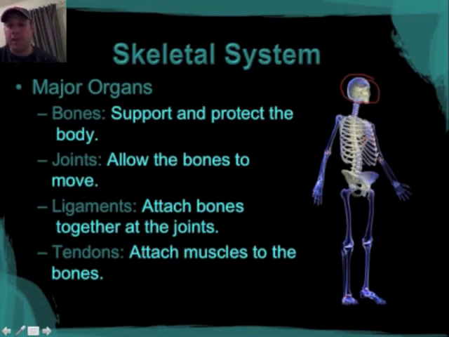Pretty important job. You also have the ribs. Okay, the ribs are going to protect your organs like your lungs and your heart and your liver and those other organs. And then you have the bones that obviously give you support, your arm bones and leg bones and so forth.